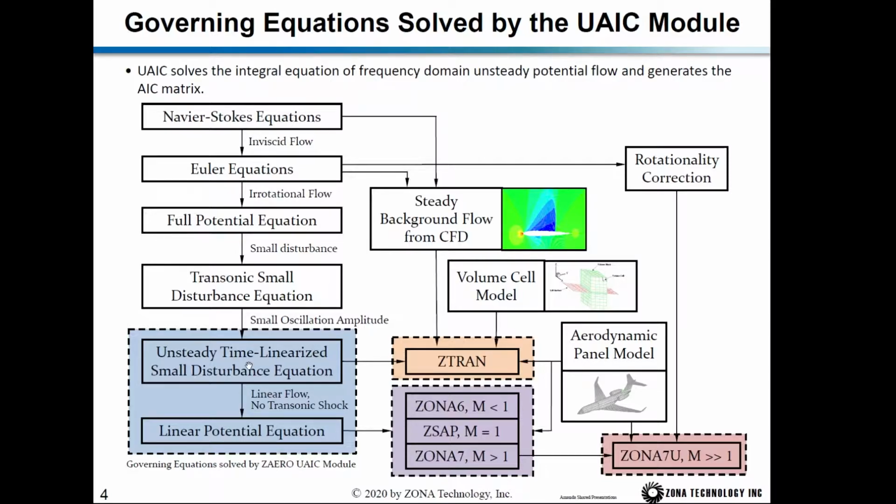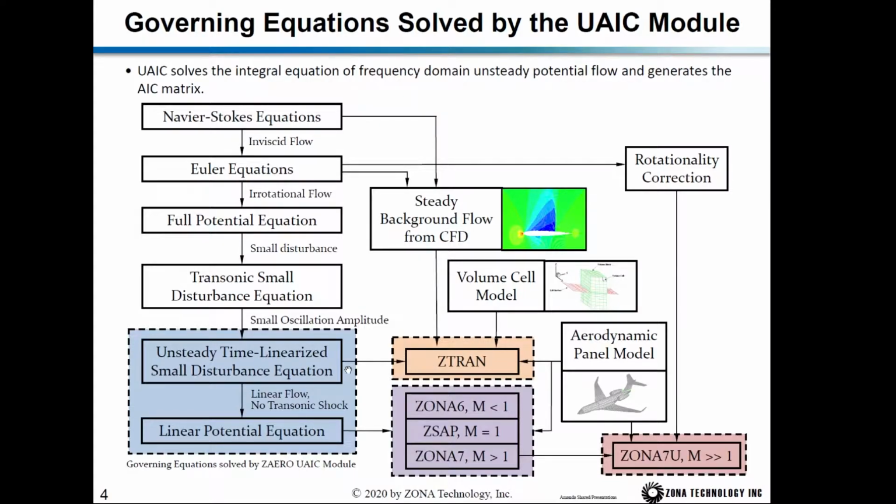Okay. And if we further assume there's no transonic shock, we can finally reduce to a linear potential equation. This linear potential equation has a surface integral solution, and then we can discretize the configuration into many small panels, and we call it a panel model. Then, for subsonic flow, we use ZONE6. For sonic flow, we use ZSAT. For supersonic flow, we use ZONE7 to solve this linear potential equation on the panel model.